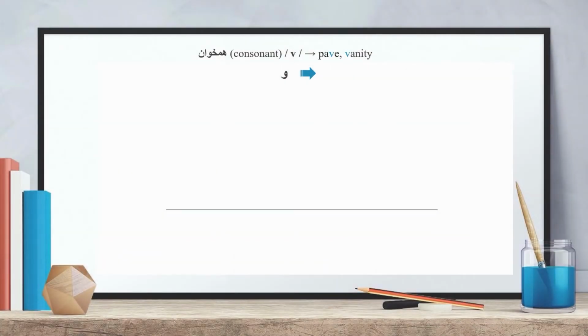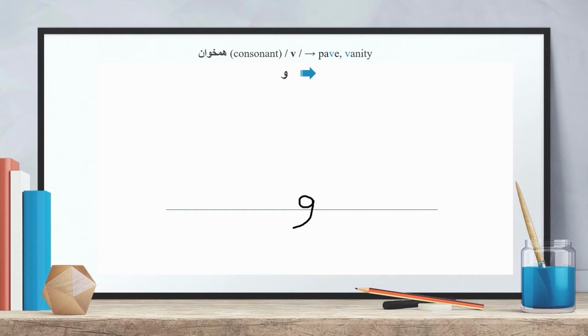The next consonant is ve, like the English words pavement or vanity. We write ve exactly like o and u, so the shape is alike, but the sound is different. If you remember, we write o and u like 9. We start writing it again here. We make a circle here. And then we go downward to the left. Ve. And we write it the same in the beginning, in the middle, and at the end of the word.